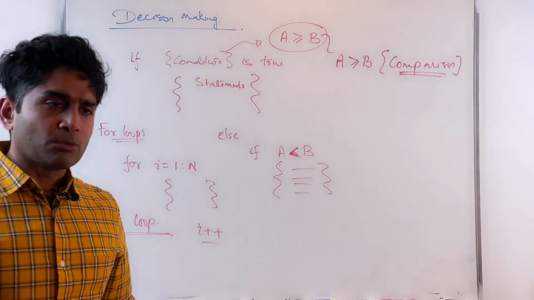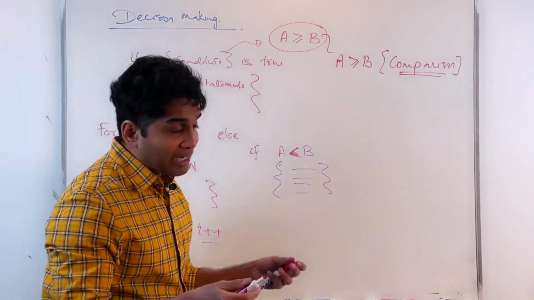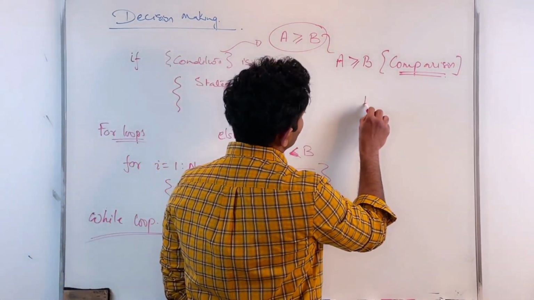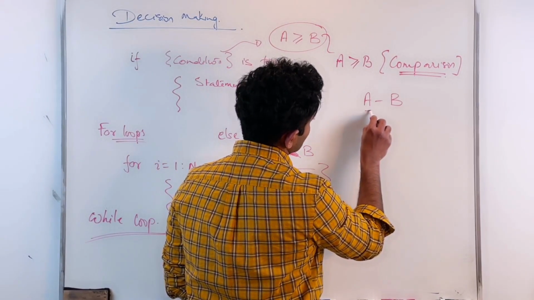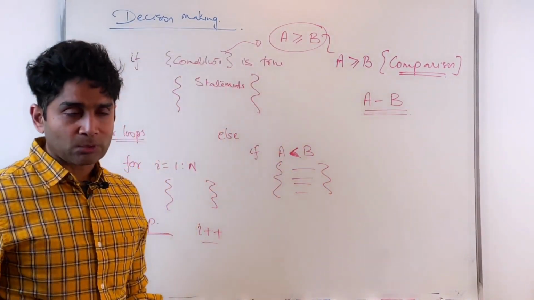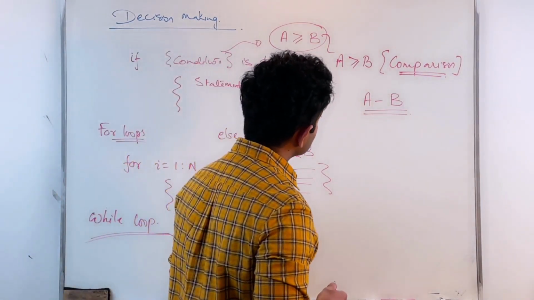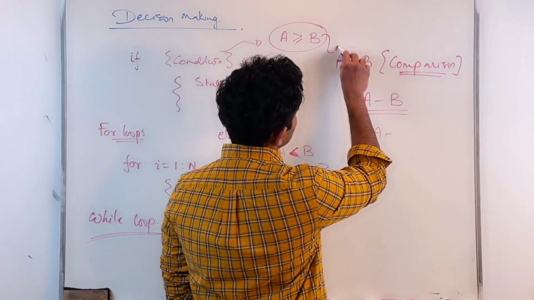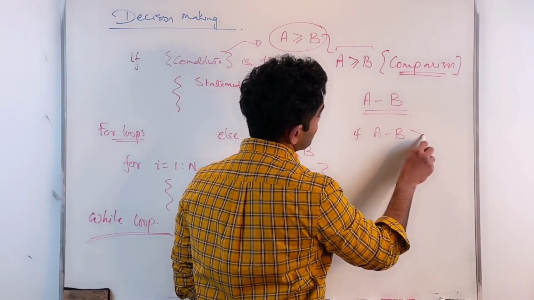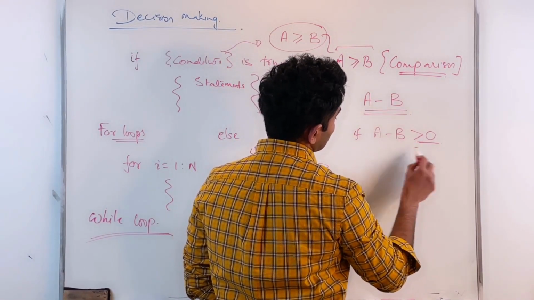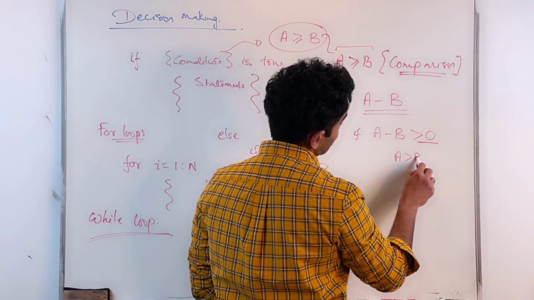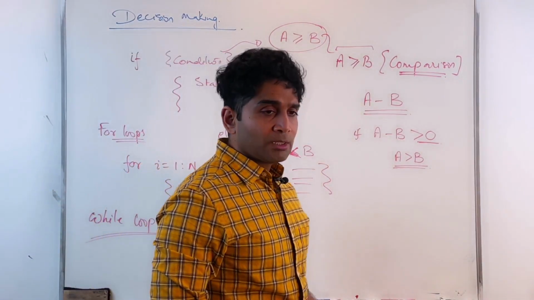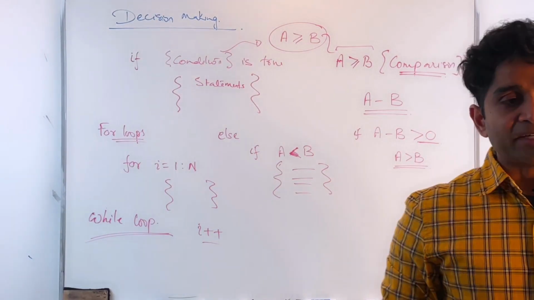Okay. So one thing I can do at the hardware level is, because we have already designed a subtractor, every time I have to compare, I perform an A minus B operation. Assuming that A minus B is larger than 0, that tells me that A is larger than B.